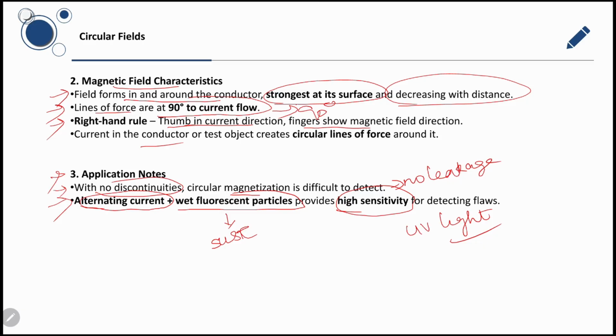When a discontinuity is present, like cracks, it disturbs the circular field. It creates a leakage field where magnetic particles gather. This makes the defect visible under inspection.